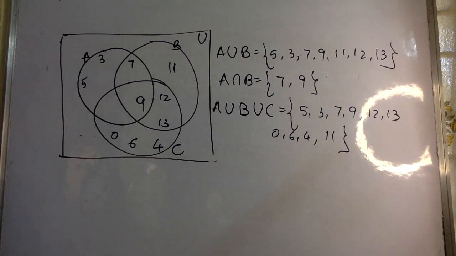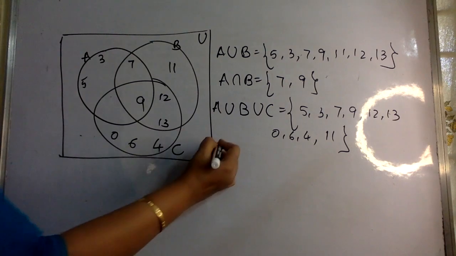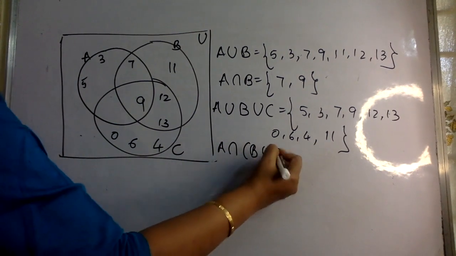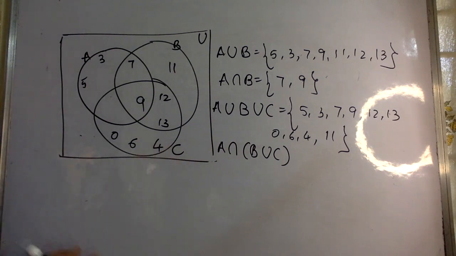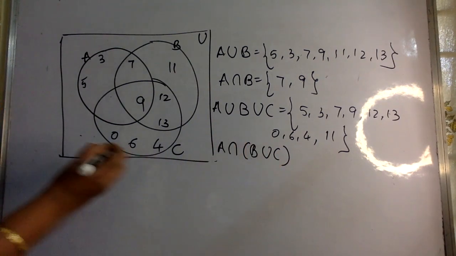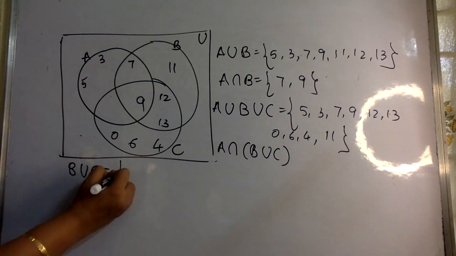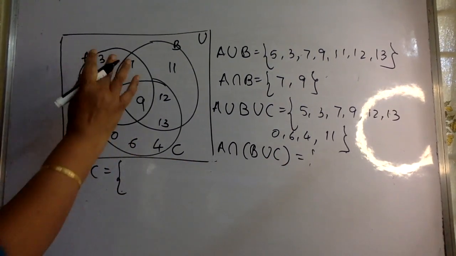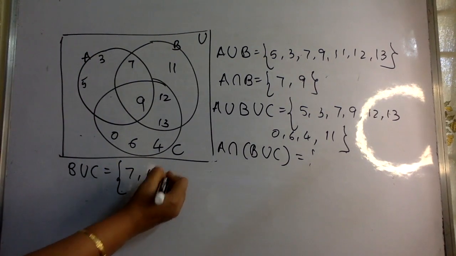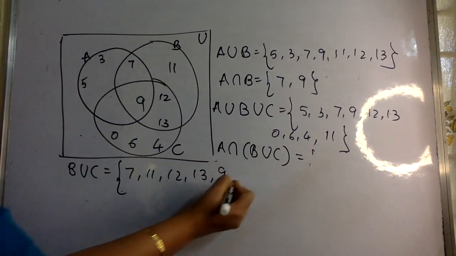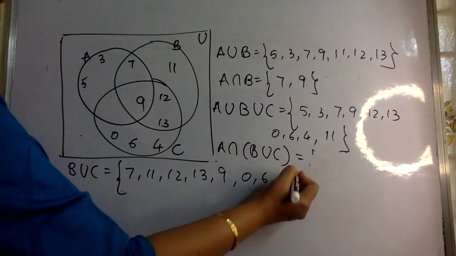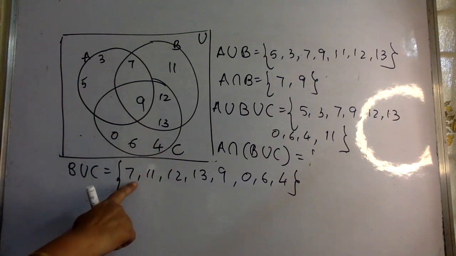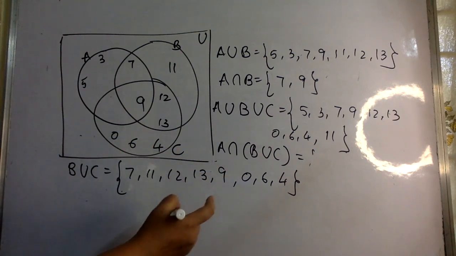Then now there is a question which is A intersection B union C. Now whenever you get a question like this, you are supposed to solve this first clearly. So B union C is what? In B union C we'll take everything of B and C. 7, 11, 12, 13, 9, 0, 6, 4. So 1, 2, 3, 4, 5, 6, 7, 8. It's good to count. So I've got 8 over here.